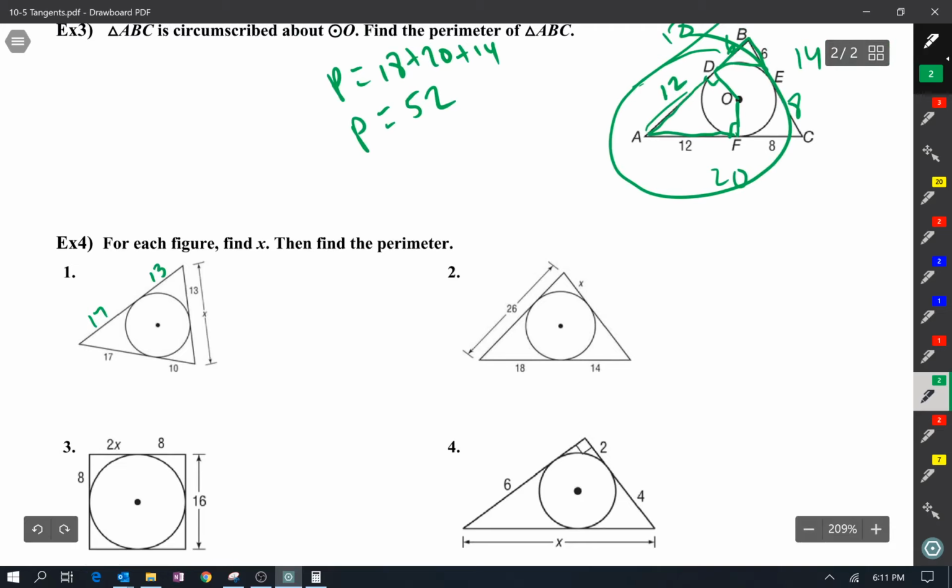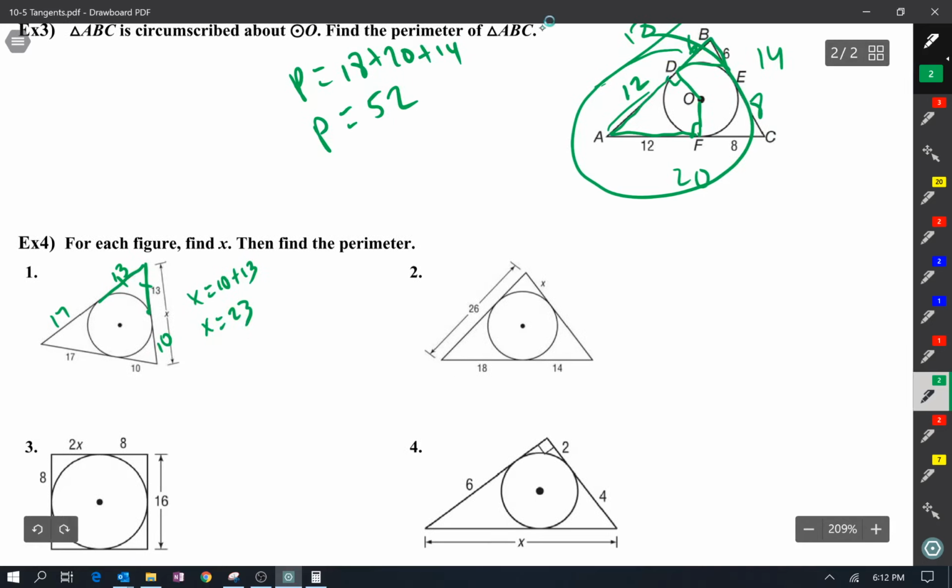Well, this is 17. How do I know that? Because they're both tangent here, so these are equal, right? This is 10 and this is 10, right? So can I find x? Sure. X is 10 plus 13. So x is 23. Easy.